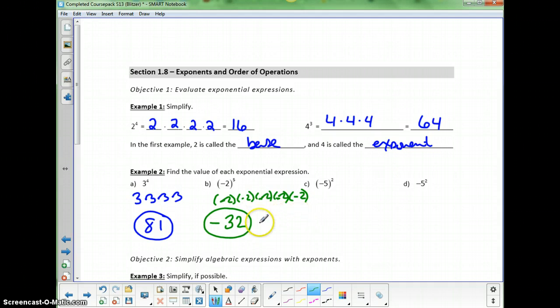Now the parentheses really become important when my power is even. Right here I have 5 negatives, and 5 negatives make a negative. In letters C and D, the problems are basically the same thing, except that one has parentheses and one does not.